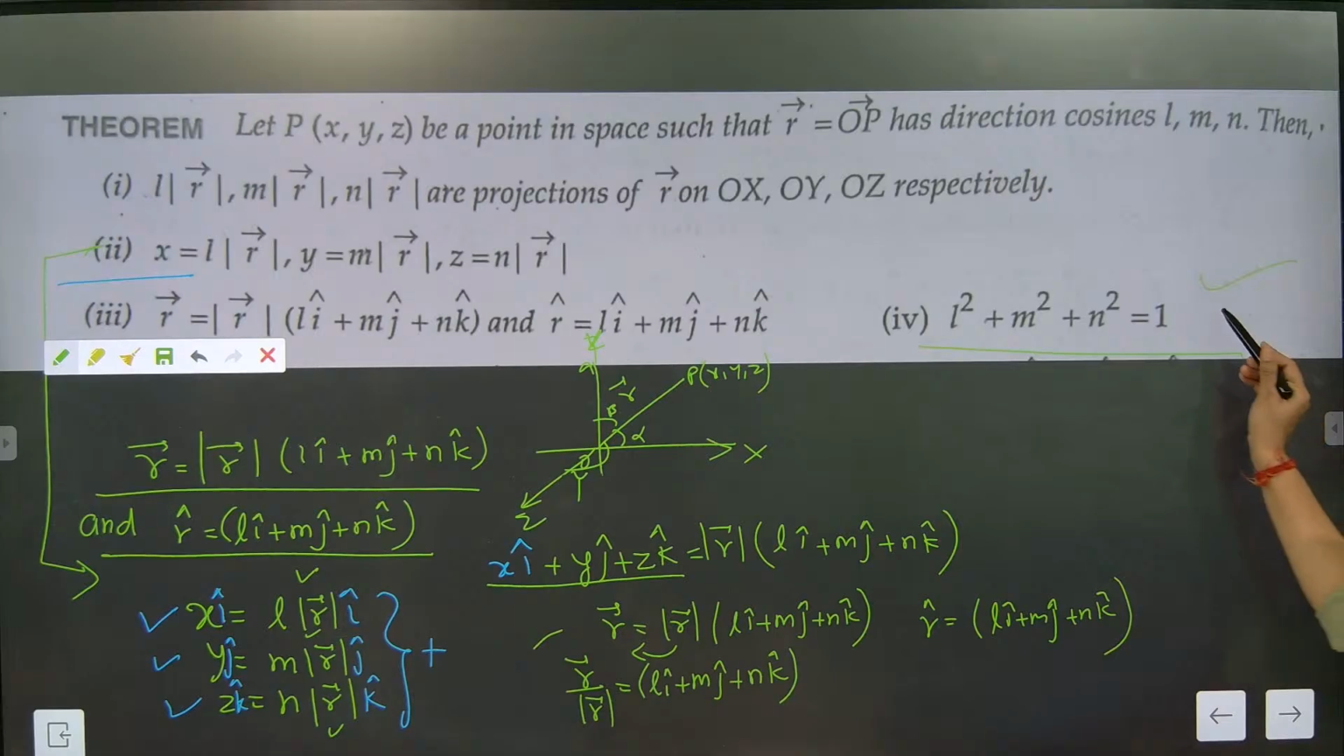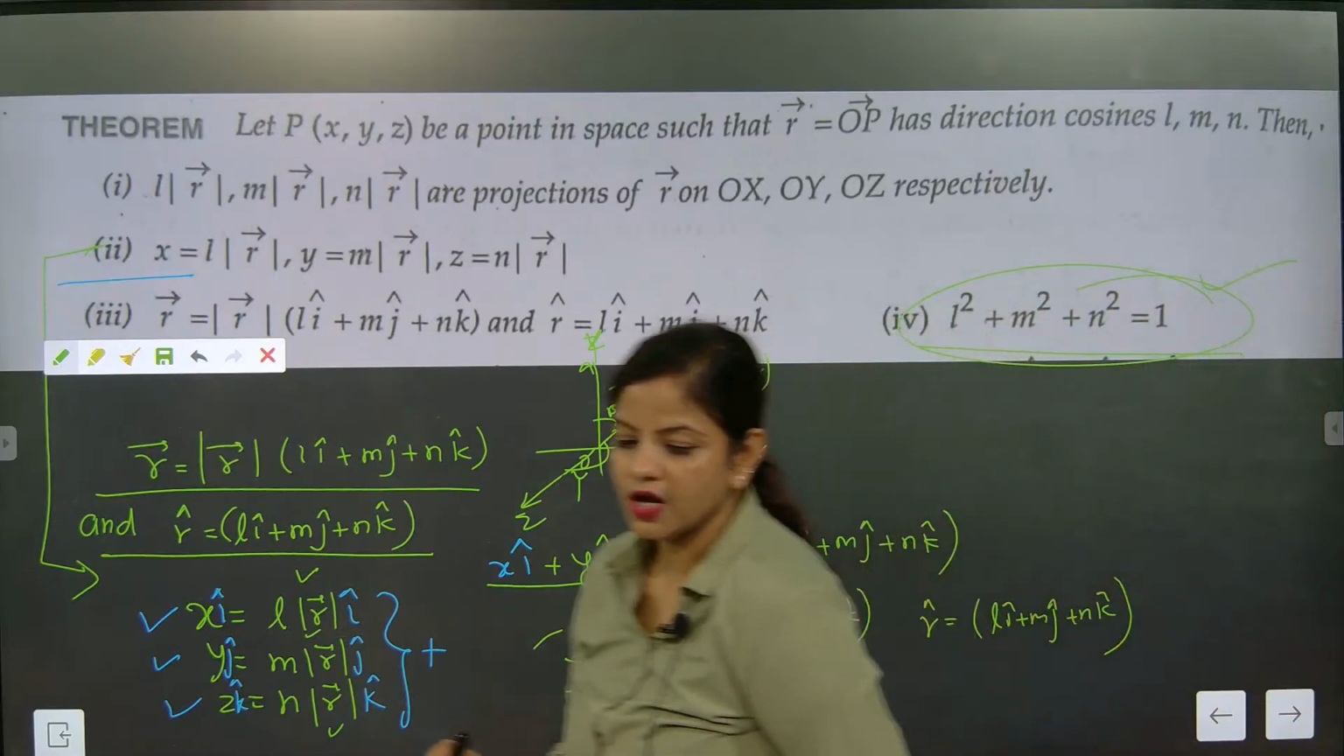Okay, now there is one formula. L square plus m square plus n square is equal to 1.